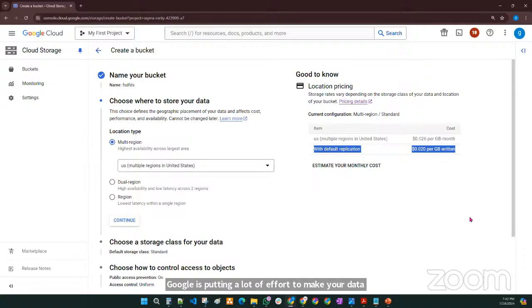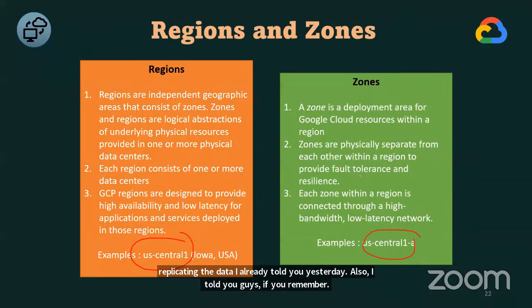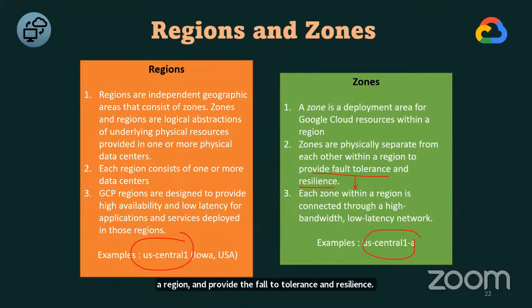I already told you yesterday also. If you remember, zones are separated from each other within a region and provide fault tolerance and resilience by a high bandwidth network and low latency network. Because zones are already connected with the high bandwidth network and low latency network, they are capable of doing these kinds of activities, replications. Replications are very important to provide high availability of your application or data. There will be extra cost added to it.